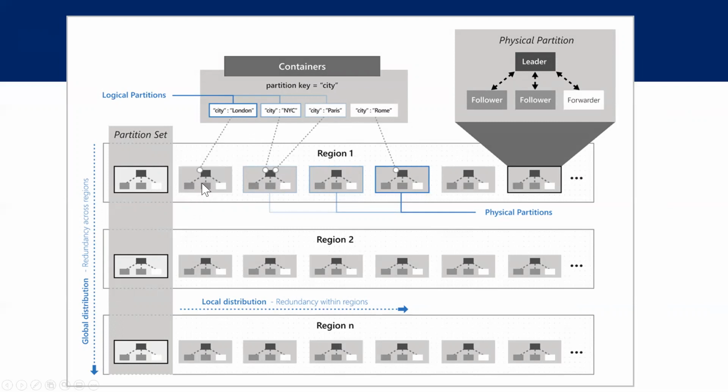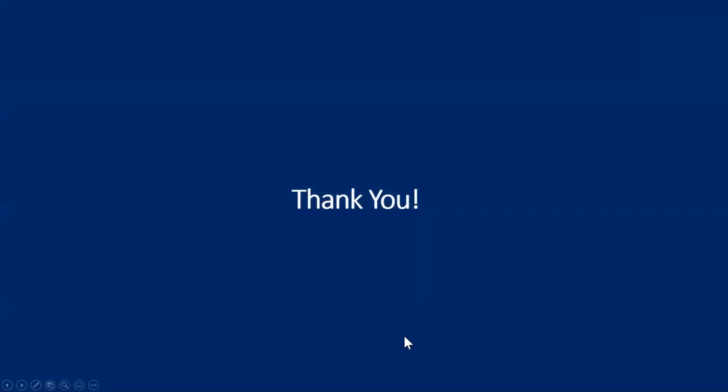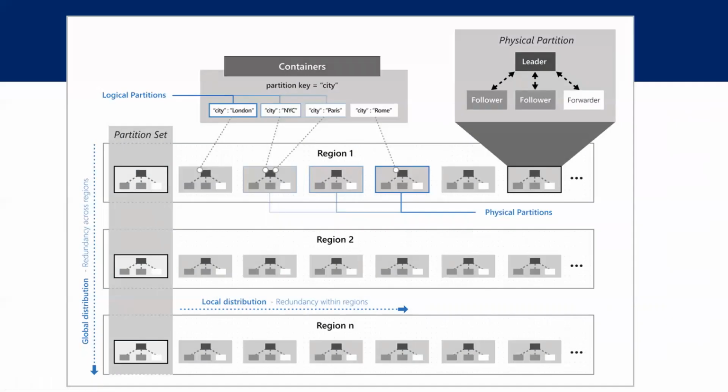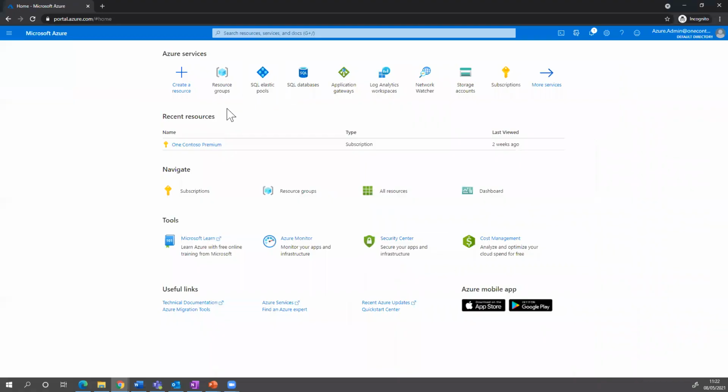Because it is globally distributed, you can see the partition data is in region 1, region 2, any number of regions. It's replicated immediately, and it maintains the same set of data. So that is the main advantage with Cosmos DB. Now quickly we can see the Azure portal, how it looks.